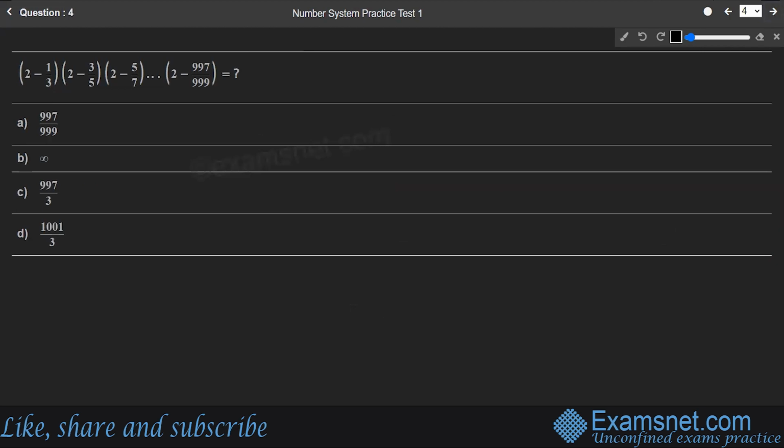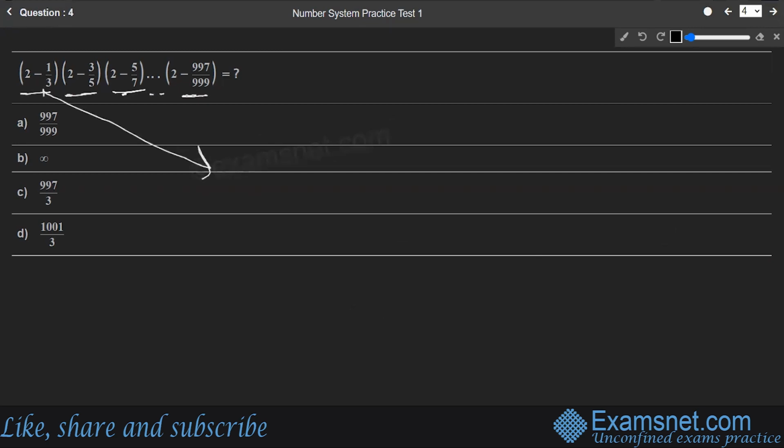Now, there's a mathematical expression given: (2 - 1/3)(2 - 3/5)(2 - 5/7)... This series continues till (2 - 997/999), and we have to find the value of this particular expression. So let us try to solve these numbers.